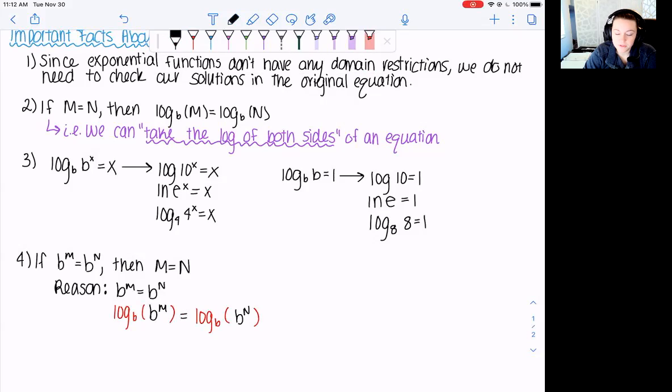Okay, taking the log of both sides. And that cancels, right, the log base b part. Using this rule right up here, log base b of b to the x is x, so log base b of b to the m is m. So then you get m is equal to n. Super cool, super fun.